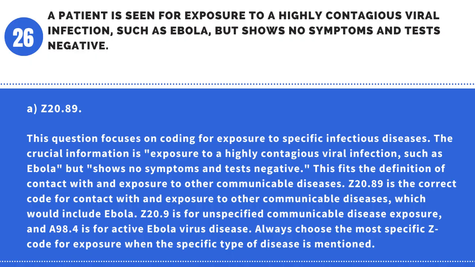This question focuses on coding for exposure to specific infectious diseases. The crucial information is exposure to a highly contagious viral infection, such as Ebola, but shows no symptoms and tests negative. This fits the definition of contact with and exposure to other communicable diseases. Z20.89 is the correct code for contact with and exposure to other communicable diseases, which would include Ebola. Z29 is for unspecified communicable disease exposure, and A98.4 is for active Ebola virus disease. Always choose the most specific Z code for exposure when the specific type of disease is mentioned.